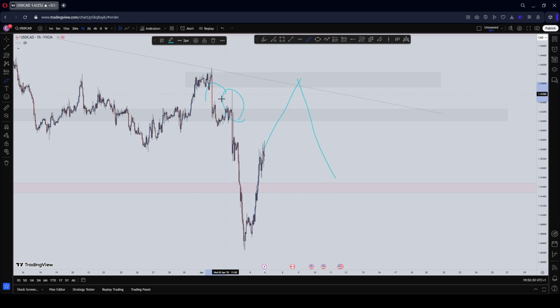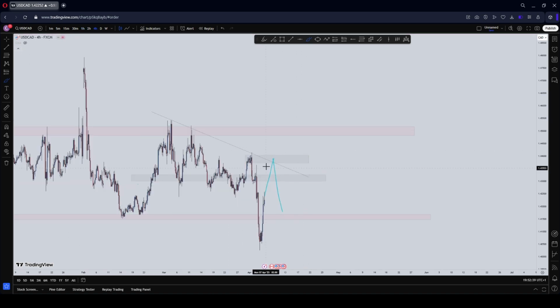The fair value gaps have been closed. These are small key things that I also include in my trading. But just focus on the fact that if price gives you a clear signal, you take your trade. If not, you wait for price.